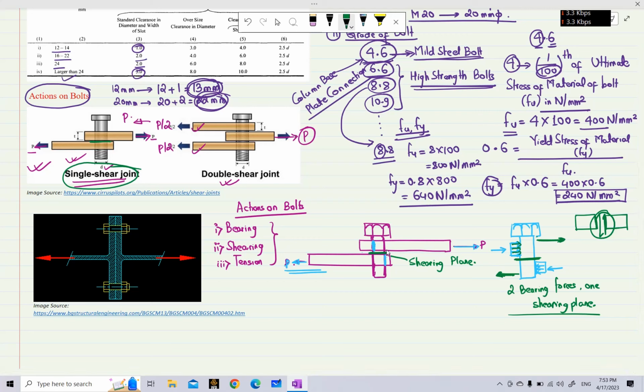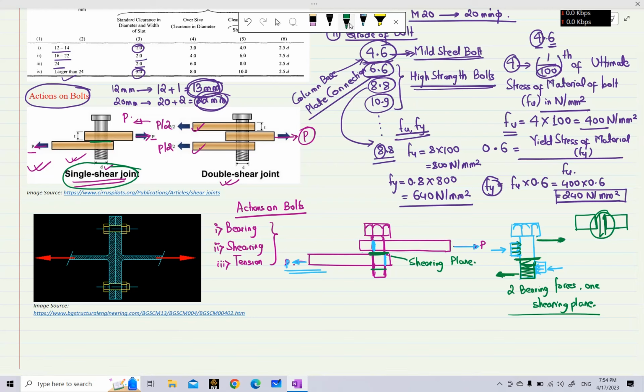And please remember that now we are not concerned with whether the bearing force or the shearing plane lies in that part of the bolt where there are threads or not. We are not concerned with the threads for now. We are only discussing the types of action that may come onto a bolt. It does matter whether that force is acting on that part of the bolt where there is thread or not, but that will only be discussed when you are dealing with the calculation of bolt capacity. Now we are not concerned with that.